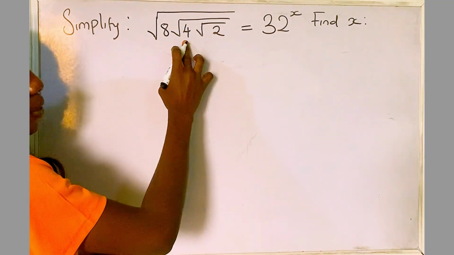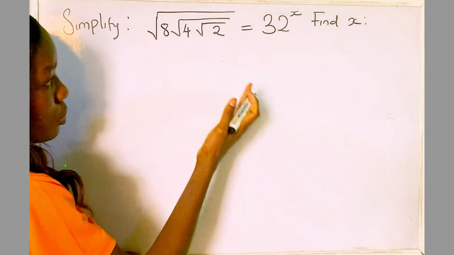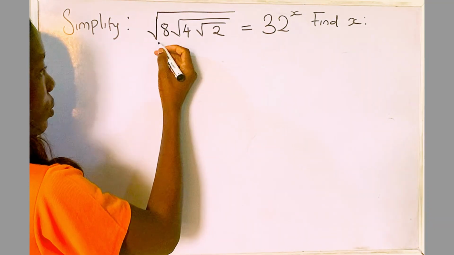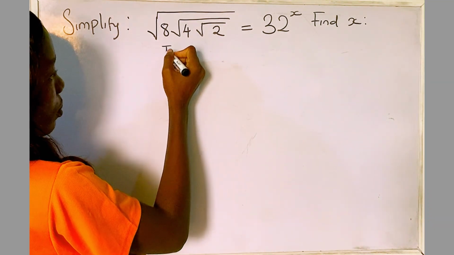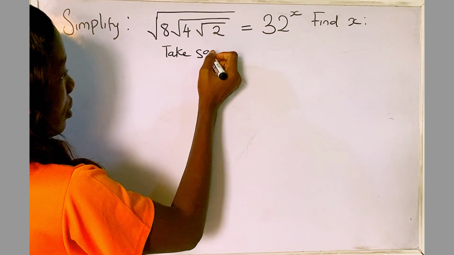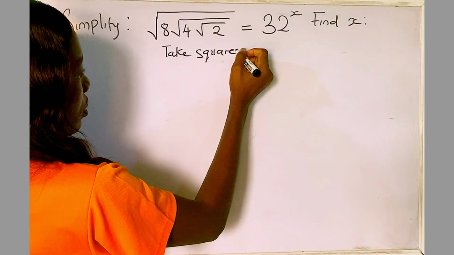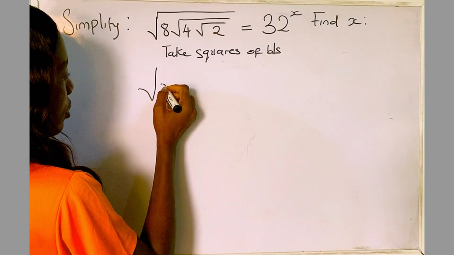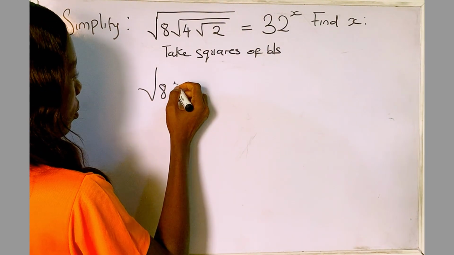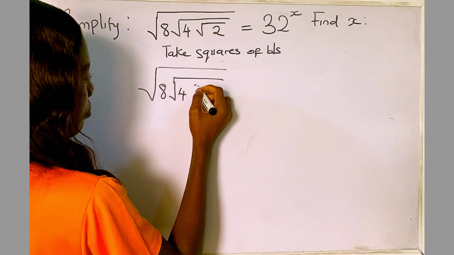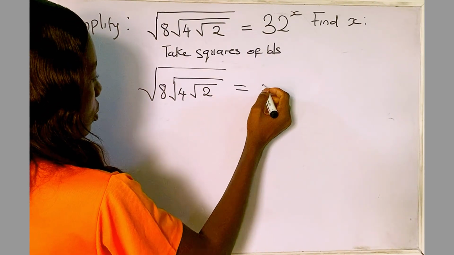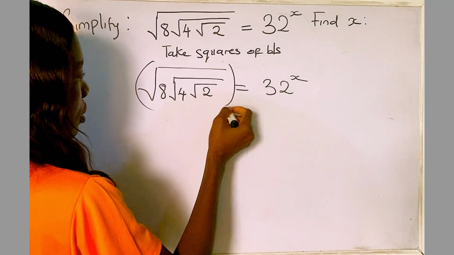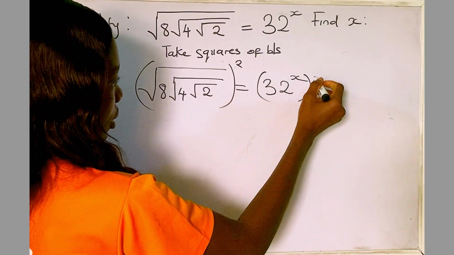Okay. Now we have square root, and the opposite of square root is what? Square. So to eliminate a square root, you apply the opposite of that particular sign. So let's say we'll do what? Take squares of both sides. Okay, now we have 8 root 4 and root 2 is equal to 32 to the power of x. So taking square is do what? Squaring it and squaring here.